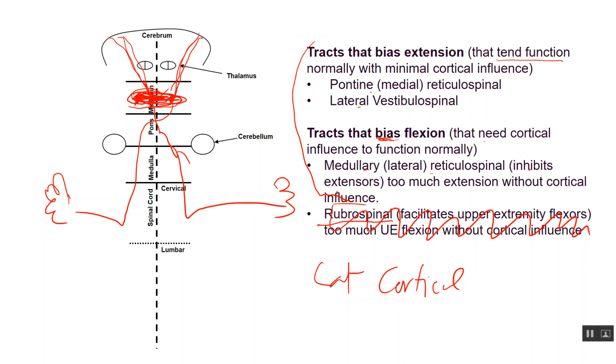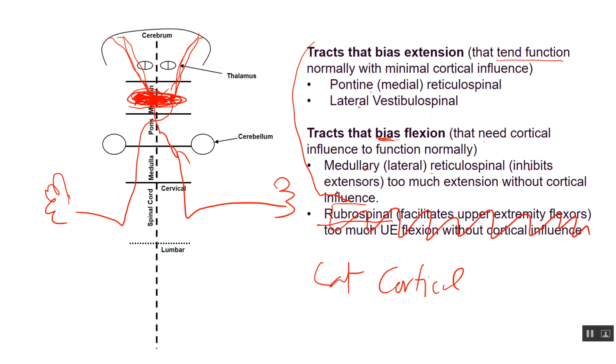So in decorticate, you had too much corticospinal influence. Now you don't have any corticospinal influence, so now all you have left is extensor bias tracts. So that's why everything goes extensor at that point. This is if you have midbrain damage. If the midbrain is damaged, you usually have a lot of swelling, the cerebrum and the midbrain. If you have midbrain damage, you're probably going to have cerebral damage too.